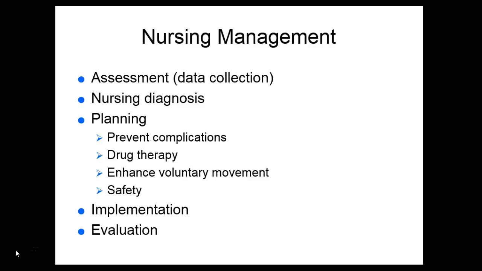As far as nursing management goes, nursing care focuses on preventing the complications associated with Parkinson's disease and its drug therapy. It also focuses on enhancing voluntary movement and keeping the patient safe. Constipation is a problem, so nurses encourage additional fiber in the patient's diet, as well as increasing fluids to at least 3,000 milliliters per 24 hours.